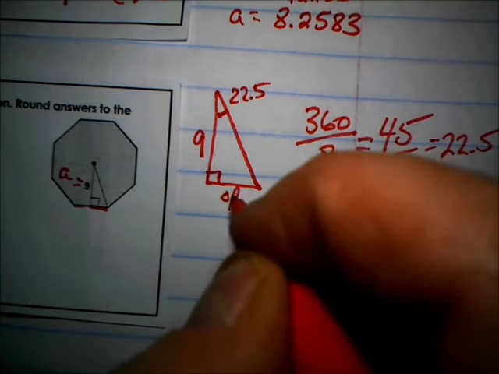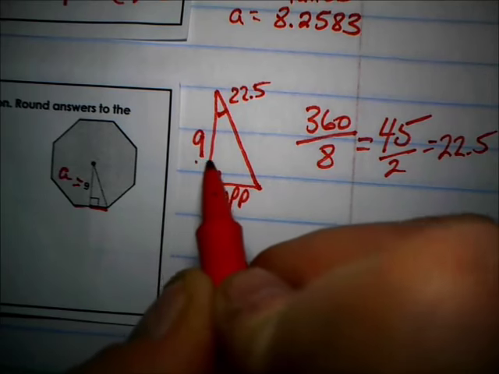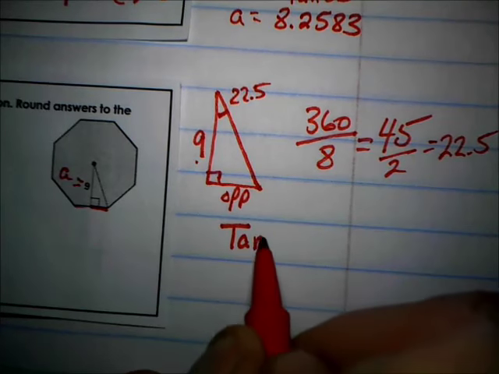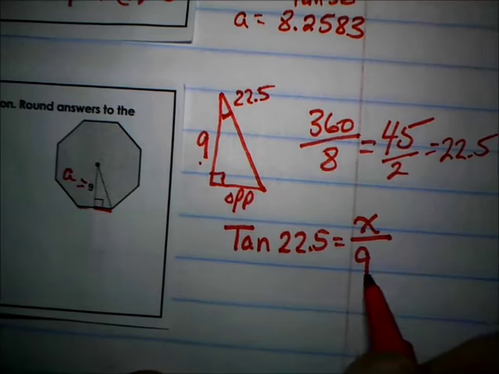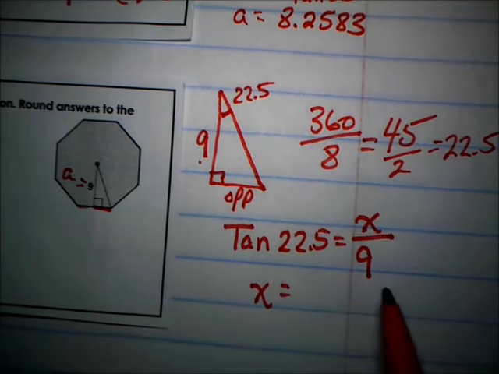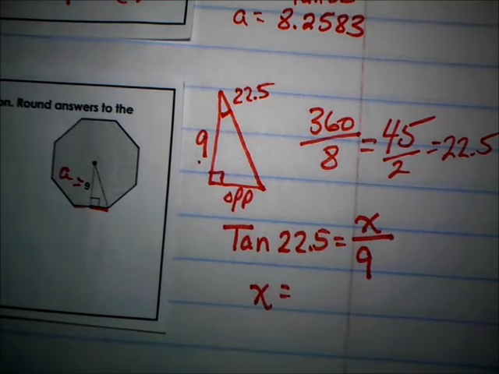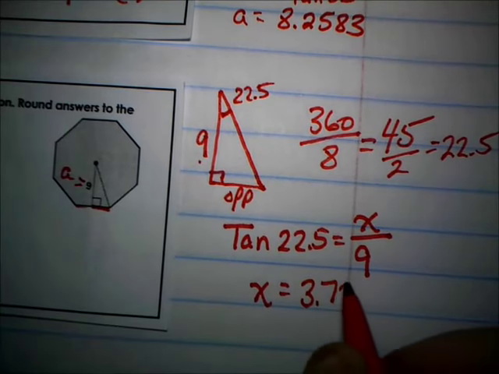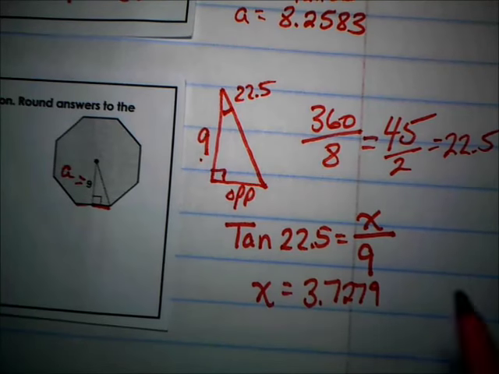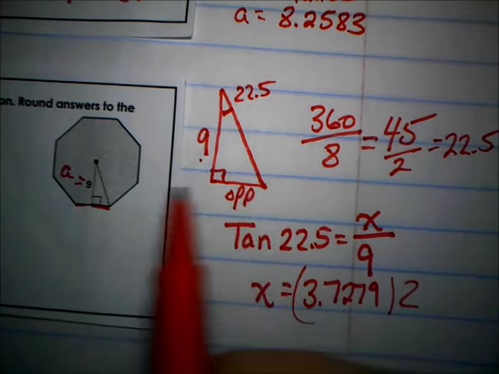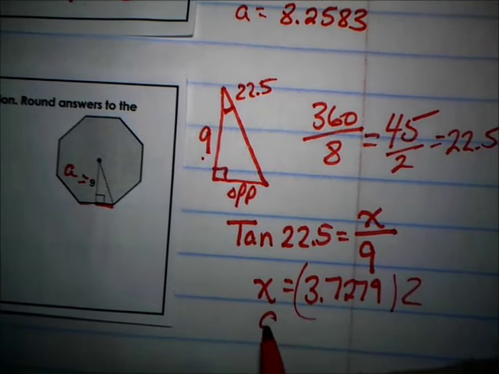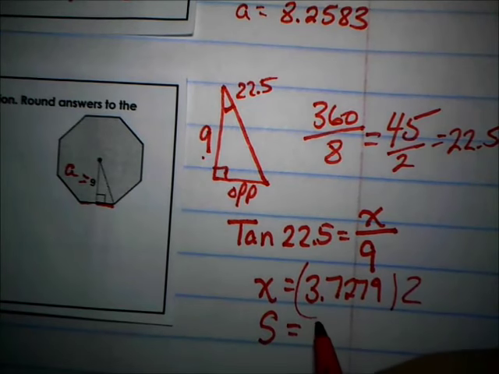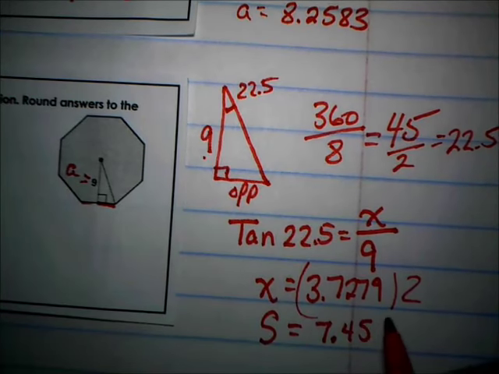Now I want to find the opposite side, which means this is opposite and adjacent. That's the tangent ratio, which is equal to my opposite over my adjacent. So to find that opposite side, I'm going to do 9 times the tangent of 22.5. That gives me 3.7279. And now I've got to double it to get the entire side length. So that means each side is roughly 7.4558.